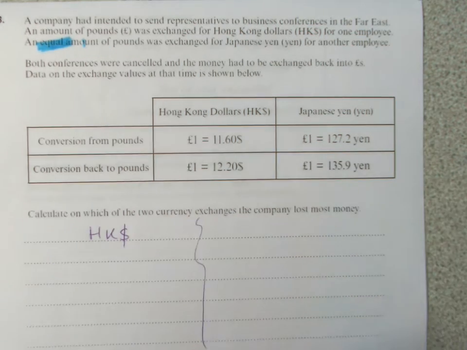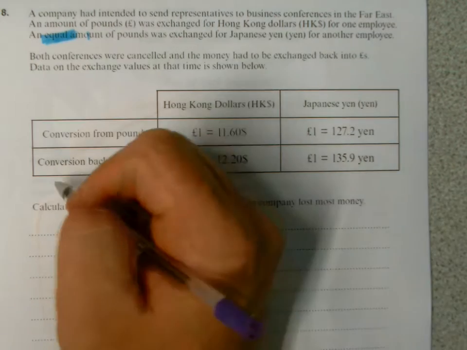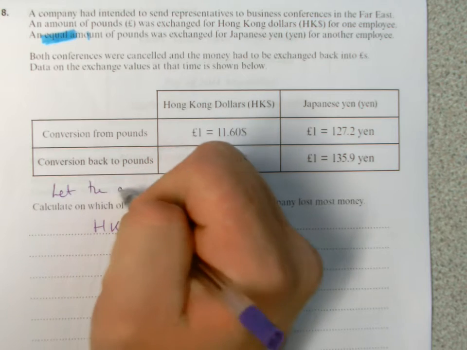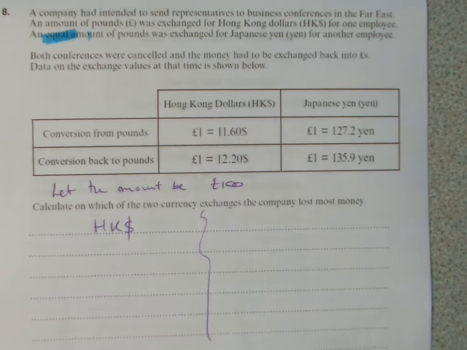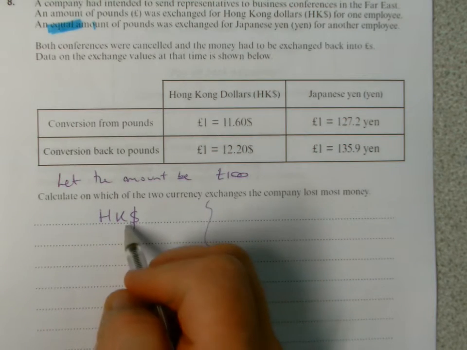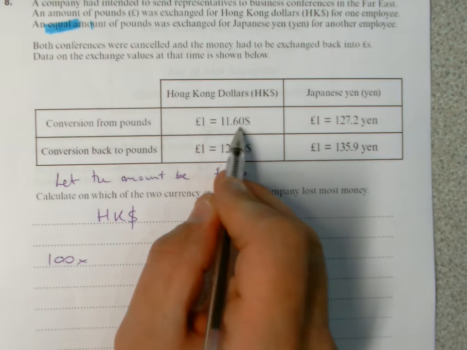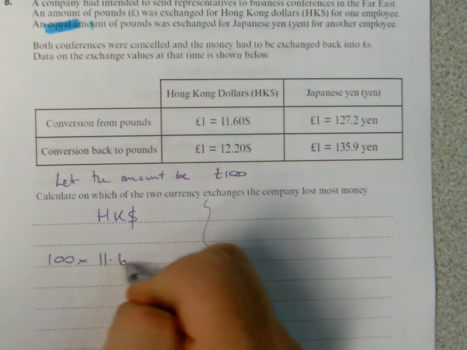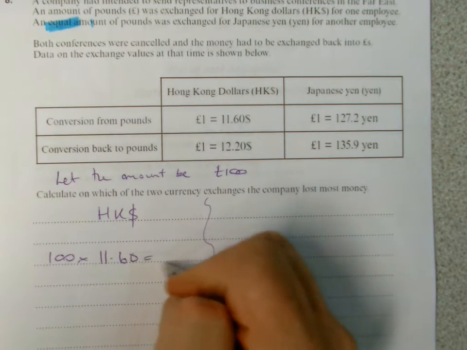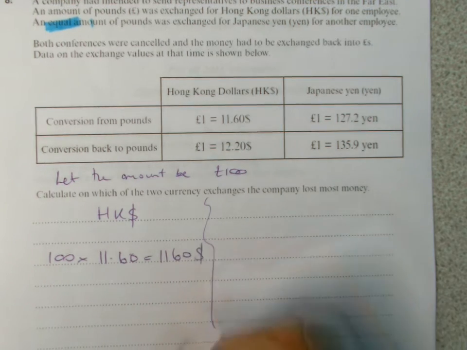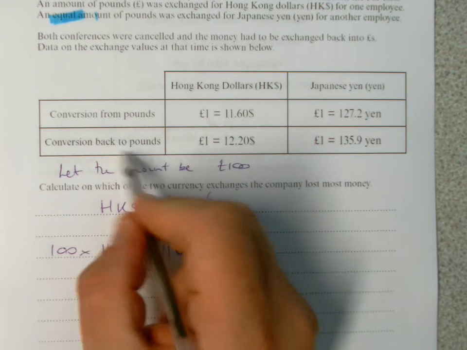And what I would do is just pick a value. It says an amount of pounds. It doesn't matter how much. Let's just say let the amount be £100. It can be anything, right? But I'm going to choose a nice number, £100. So what I'm going to do, I'm going to change this into Hong Kong dollars first. Okay, so £100 conversion from pounds. So to go from pounds to dollars, you've got to times it by that. So of course, when you change from currency to a foreign currency, you multiply. So I work that out, okay, and I get $1160.